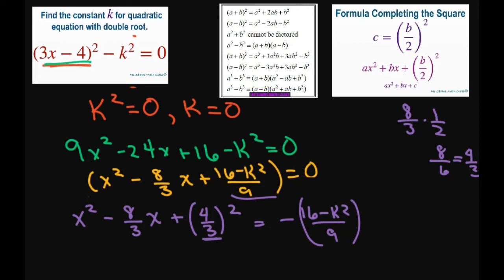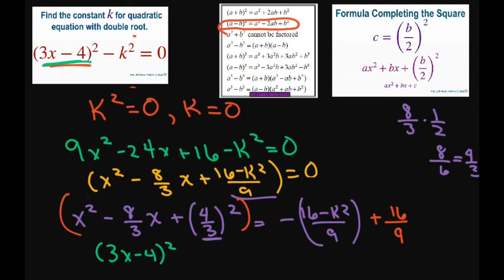Since we're adding 4 divided by 3 squared, we're going to also add it to this side, which is actually 16 divided by 9. All right. So basically, this part here condenses using our perfect square trinomials. And basically, you're going to get this part back. So we basically get (3x minus 4) squared, and this equals 0. All right, because it's a perfect square and you set it to 0. So therefore, we have this.